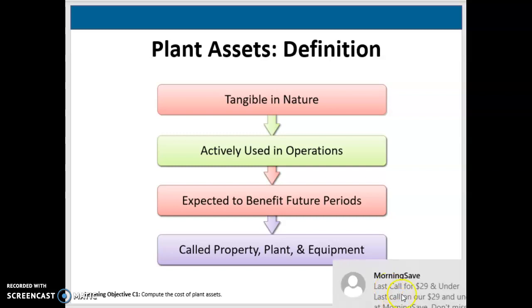And when we think about that, we're also going to be looking at the category they fall under. So they fall under something called property, plant, and equipment. So some companies might just call it plant assets. Some companies might call it long-term assets. But it's those things that we're going to keep on our books for a long period of time to use. And we're going to go over some of those details in just a second.